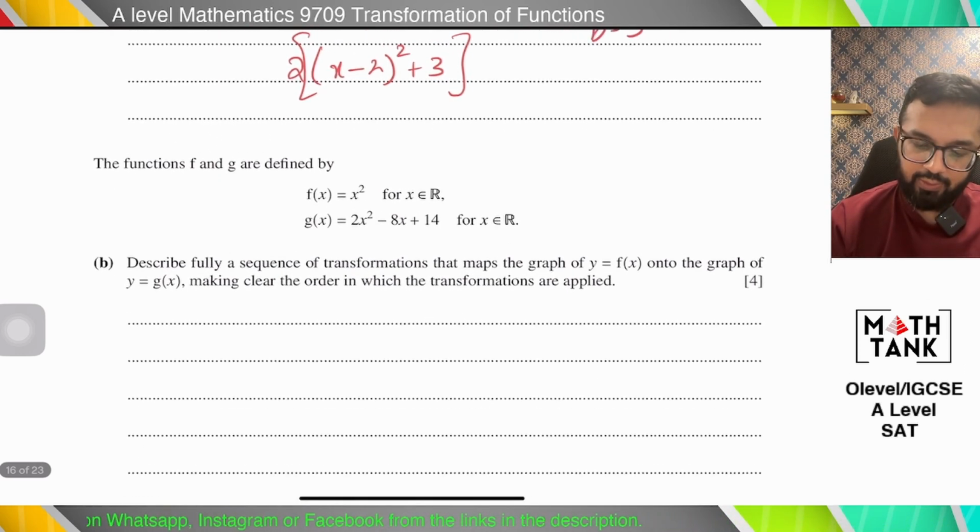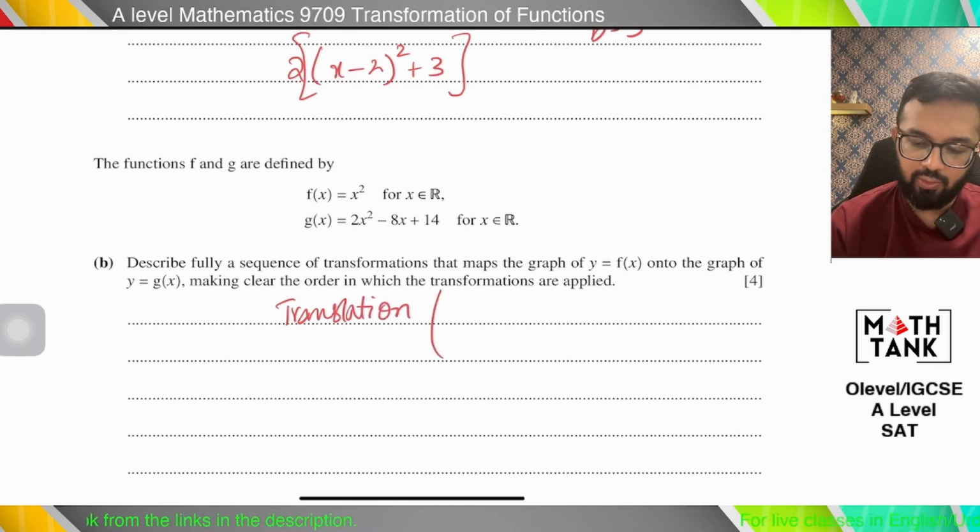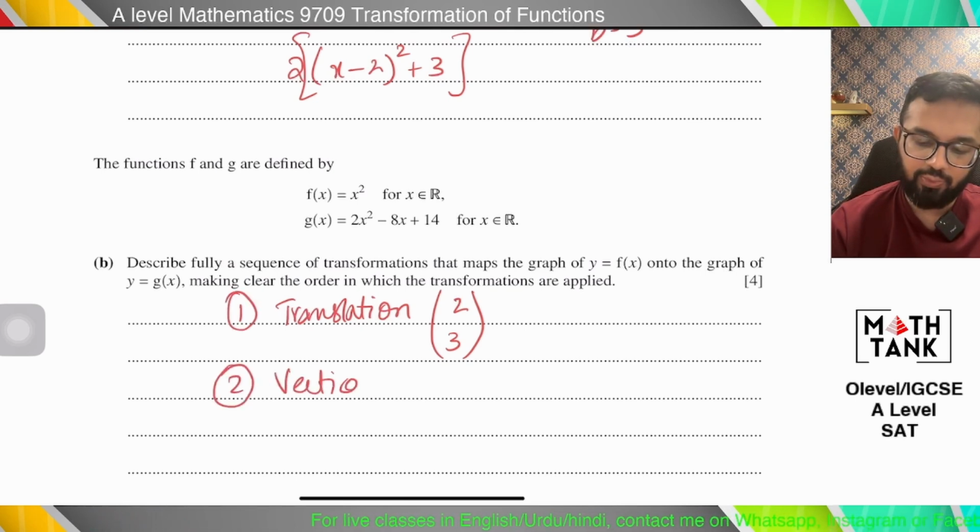Okay, so there is a translation involved first. Translation (2, 3), and then there is a vertical stretch factor 2.